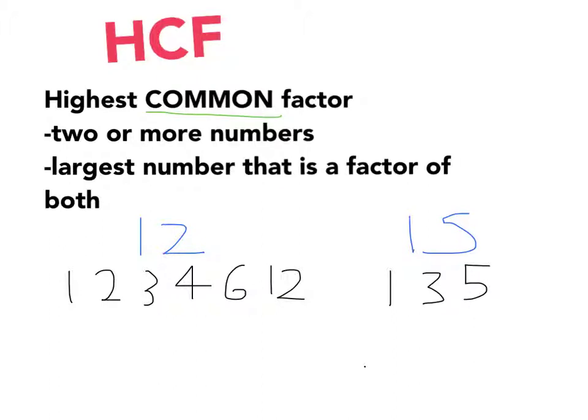7, no, that doesn't go in evenly. You need 7.5, 8, 9. Okay, so it must be 15. Okay, so what's my highest common factor that goes into both of these?